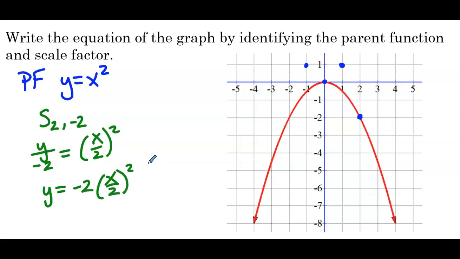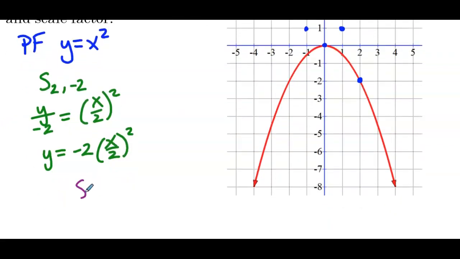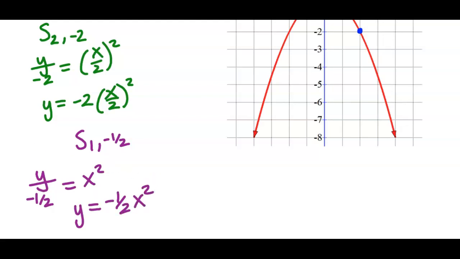How else can we think of this? Well, let's think. There'd also be a point up here at (2, 4). So how do I get (2, 4) to be (2, -2)? Well, I can just multiply the y value, right? (2, 4) to (2, -2), so I can scale the y value by negative 1/2. So if I did that, I'd have y divided by negative 1/2 equals x squared. So I'd have y equals negative 1/2 x squared.